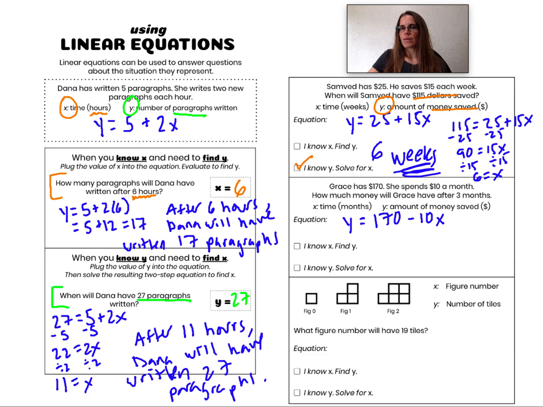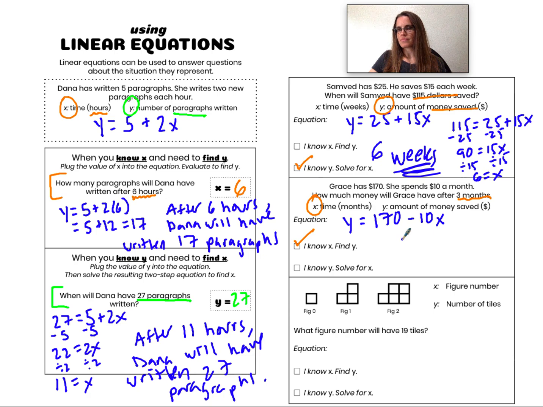Now, what information am I given? I am given 3 months. I'm asked how much money she will have after 3 months. I'm looking at that unit, months, and I'm thinking, am I given X or Y? I'm given X. That means I know X, and I'm being asked to find Y.